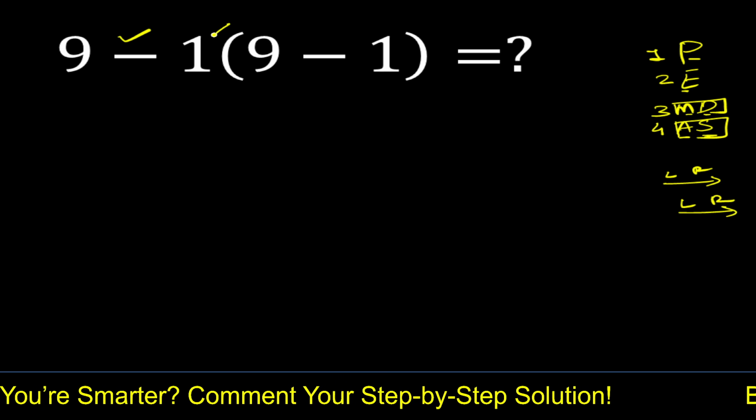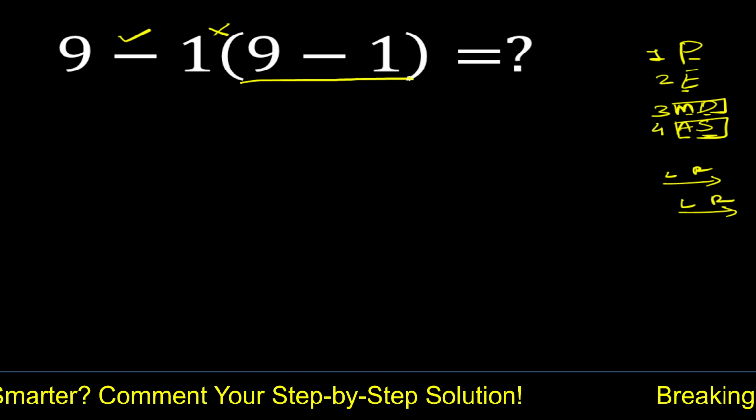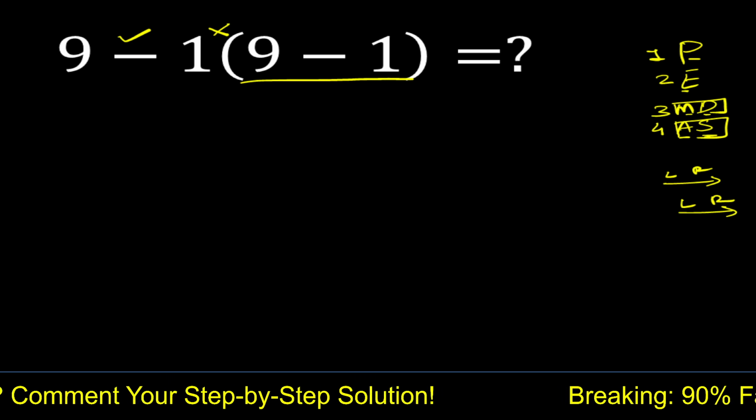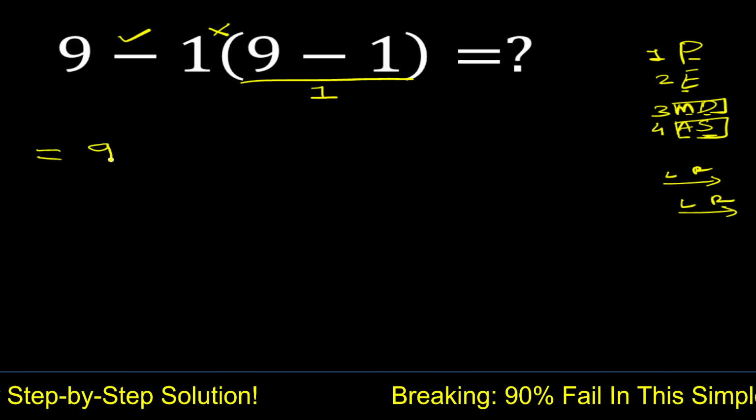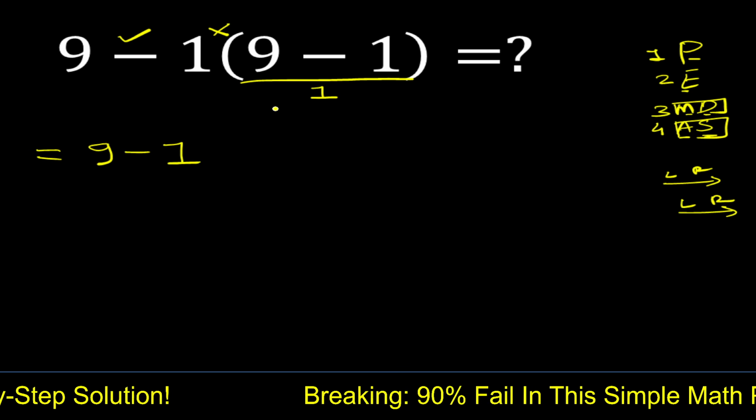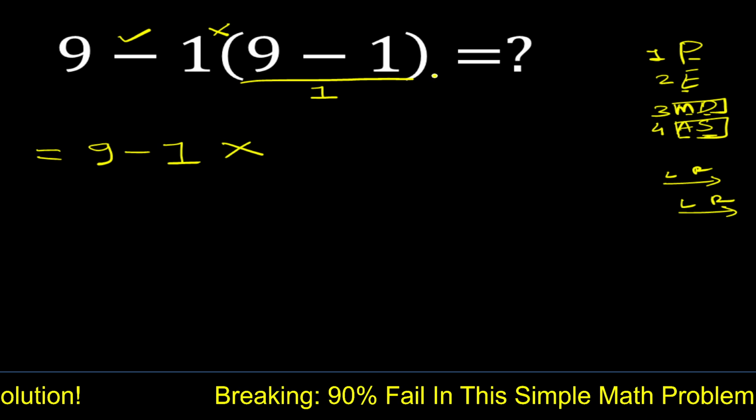Also addition and subtraction both have equal priority, so we have to solve it from left to right. So here we have one subtraction, here multiplication, and here we have one parenthesis, right? So according to PEMDAS, first we have to solve this parenthesis. So 9 minus 1.